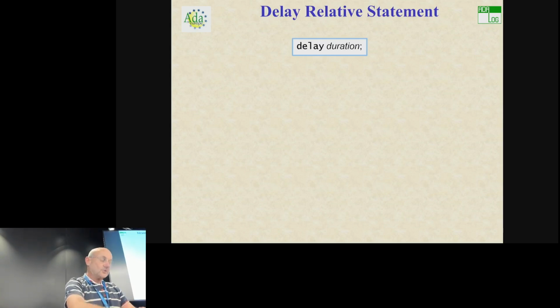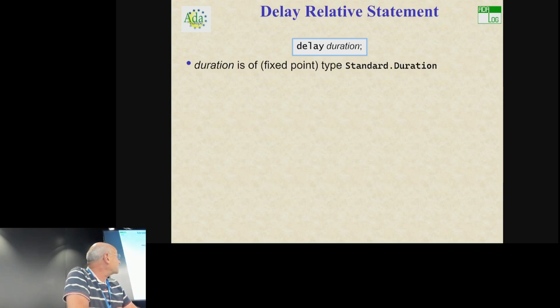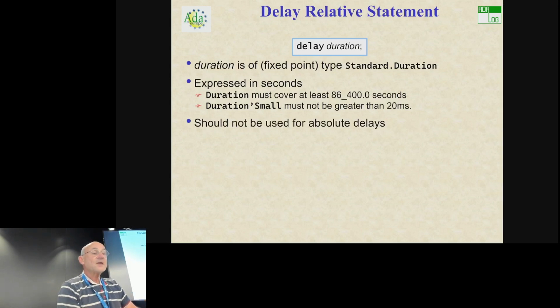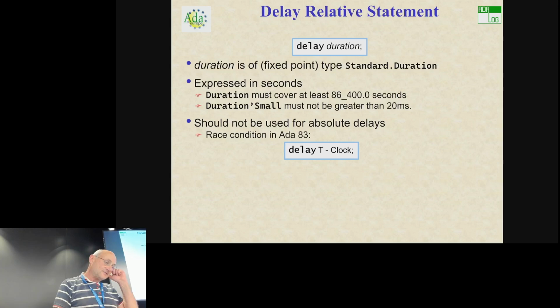When we want to wait for a while, we have the delay statement. So the delay statement is expressed as a duration. So from our type standard.duration, expressed in seconds, but of course it's a fixed point type. It's not necessarily an integer number of seconds. I told you that. And sometimes you want to wait until a certain time. In Ada 83, it was the only delay that we had. So people who wanted to wait until time t would write something like that. We have a minus operation between two times giving a duration, delay t minus clock. Okay, that's the number of seconds between t and now. And this is a typical race condition. This is what can happen, very unlikely, but it can happen.